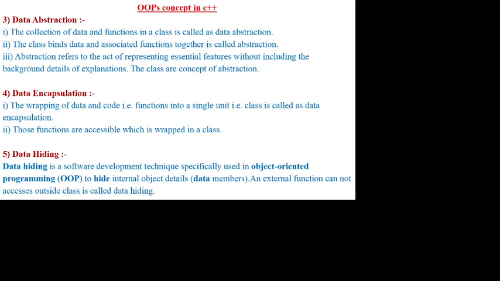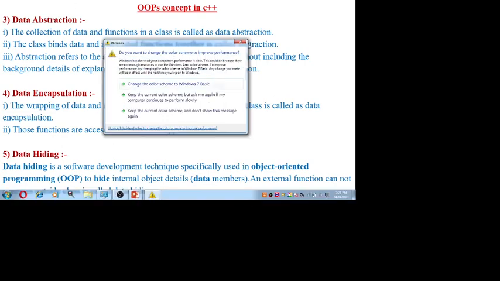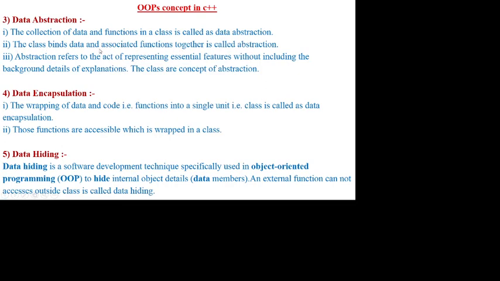After discussing object, the next concept is data abstraction. Data abstraction is defined as the collection of data and functions in a class. That means we already defined what a class is. The class contains a number of data members and member functions, and that collection is called data abstraction. So the class binds data and associated functions together, which is called data abstraction. And abstraction refers to the act of representing essential features without including background details of explanation. So the class is the best example of data abstraction.